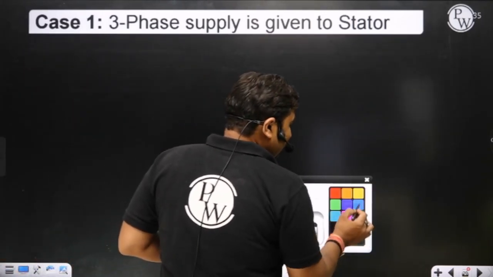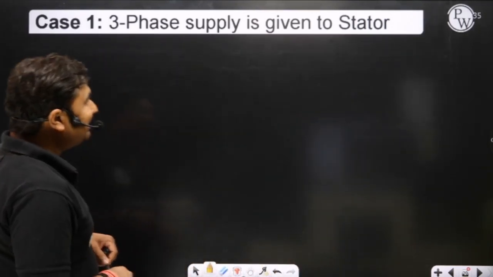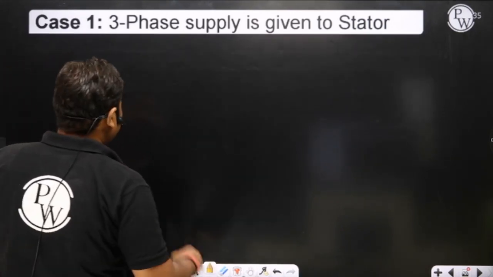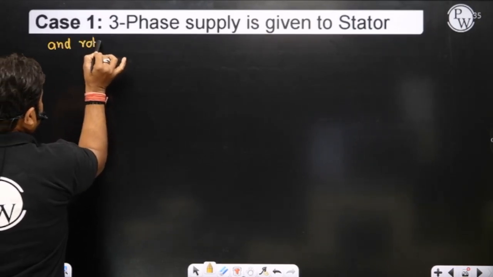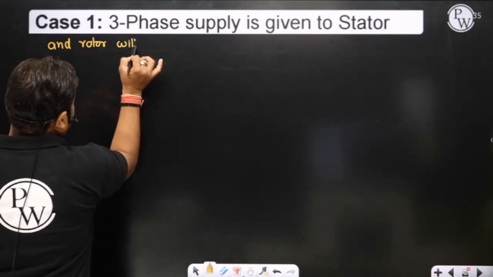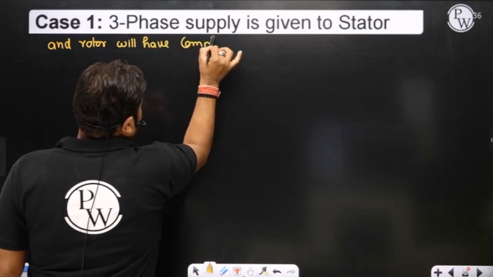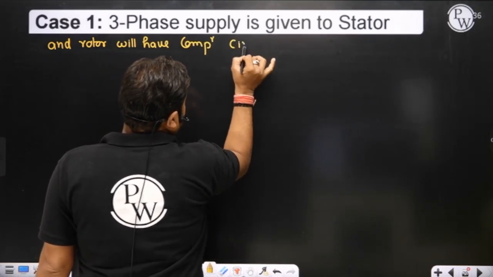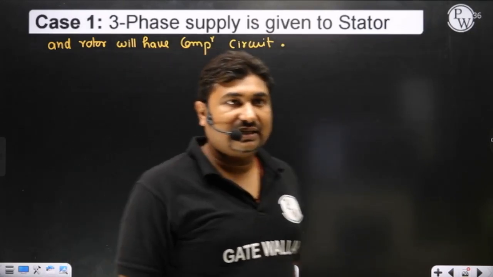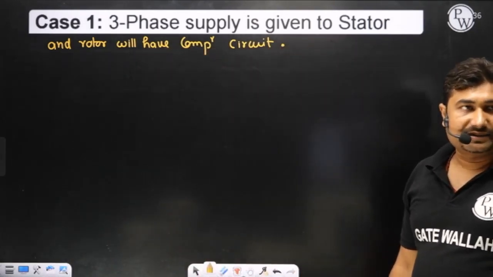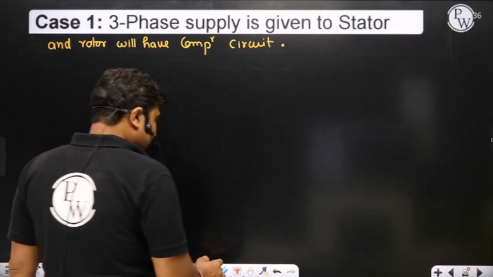Now, this is the chapter where you are going to fall in love with induction machine. Please see. 3-phase supply is given to stator, and a rotor will have complete circuit. Is it okay? Yes, sir. Either through the external resistances or through the end rings. So when a 3-phase supply is given to stator, and rotor will have a complete circuit.